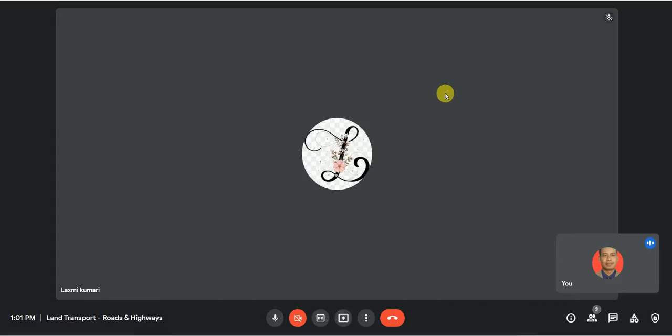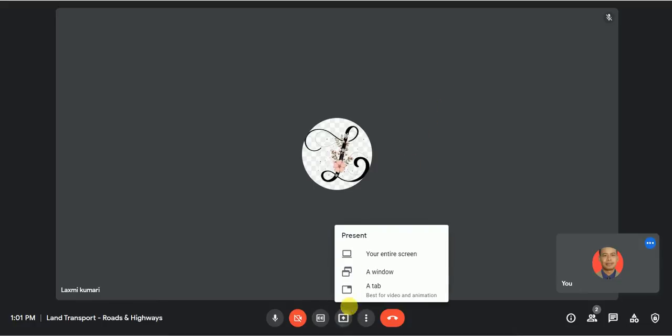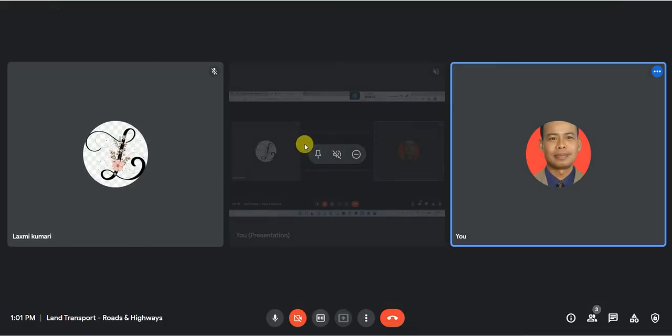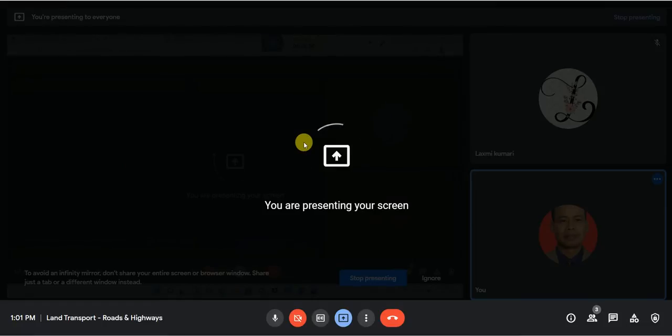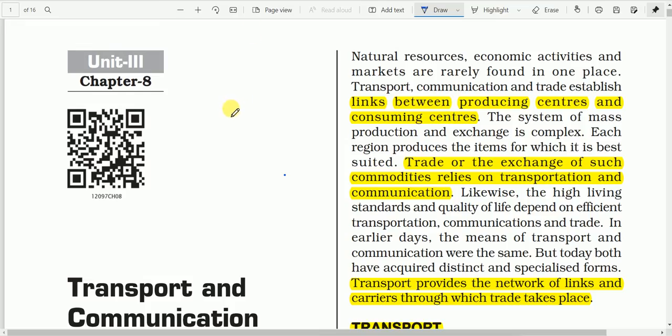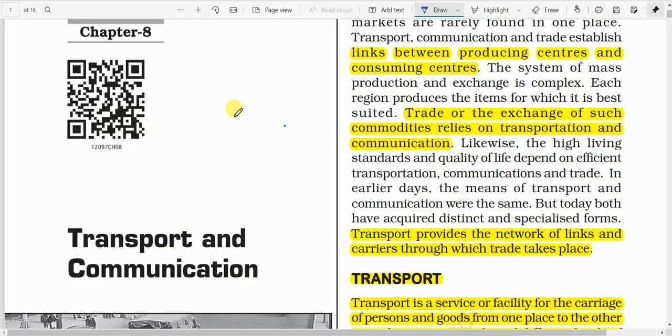Today we shall take up a new chapter, chapter 8, transport and communication. Today we shall discuss the land transport system. Now I shall share my screen. So this is chapter 8, transport and communication, of our NCERT textbook, Fundamentals of Human Geography. So let us read.